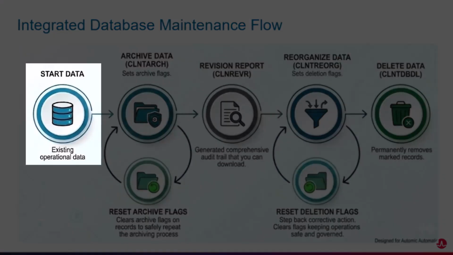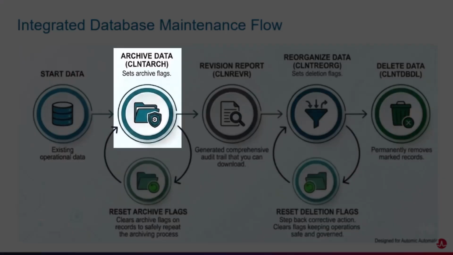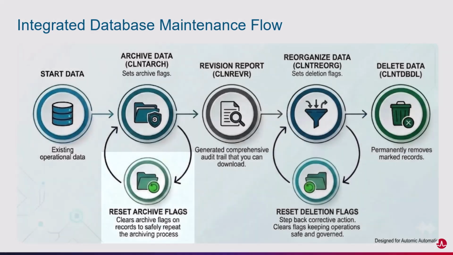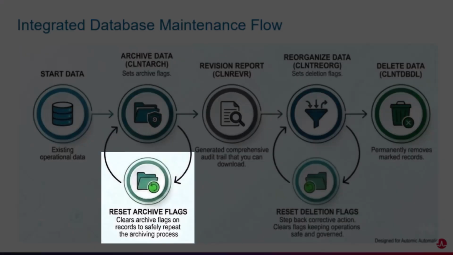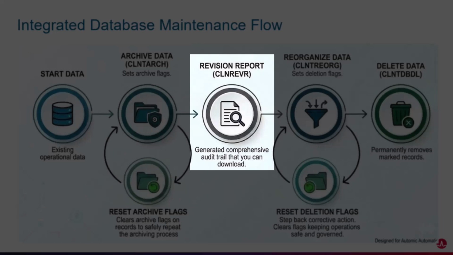The database maintenance flow begins using your existing operational data. First, archive datasets and archive flag on relevant records. If needed, Reset Archive Flags clears these flags so you can safely restart the process. Then, the revision report generates a comprehensive, downloadable audit trail.